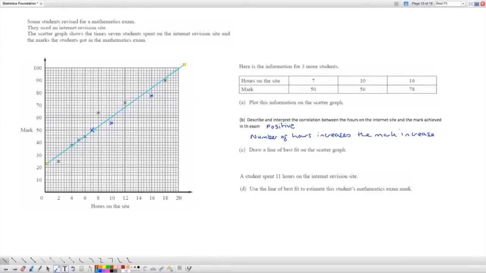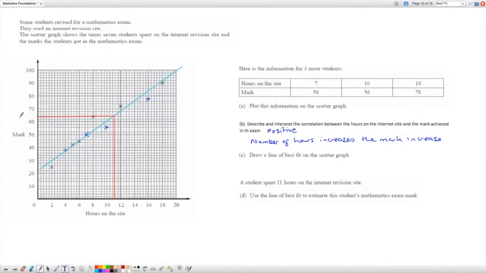Now we're going to use this line to estimate the mathematics mark if the student spent 11 hours. So taking your pencil and ruler again, you're going to go to 11 hours, halfway between 10 and 12. Go up to your line of best fit and then draw a line across. So for my line, my mark is coming out here at 64. So the estimate using my line would be 64. However, your line may be slightly different, and in this case, the examiner allows any answer between 62 and 67.